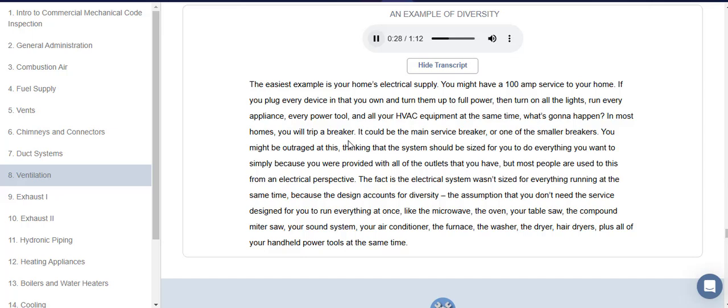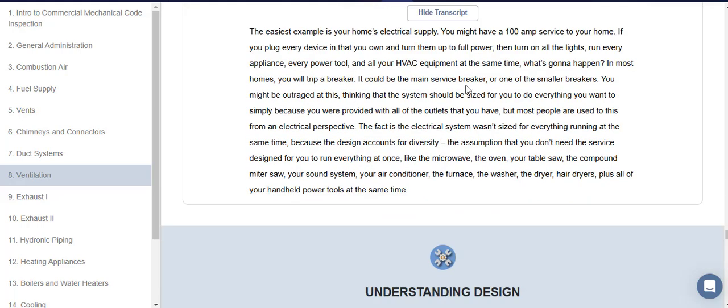You might be outraged at this, thinking that the system should be sized for you to do everything you want simply because you were provided with all of the outlets that you have. But most people are used to this from an electrical perspective. The fact is, the electrical system wasn't sized for everything running at the same time because the design accounts for diversity. The assumption is that you don't need the service designed for you to run everything at once, like the microwave, oven, your table saw, compound miter saw, your sound system, your air conditioner, the furnace, washer, dryer, hair dryers, plus all your handheld power tools at the same time.